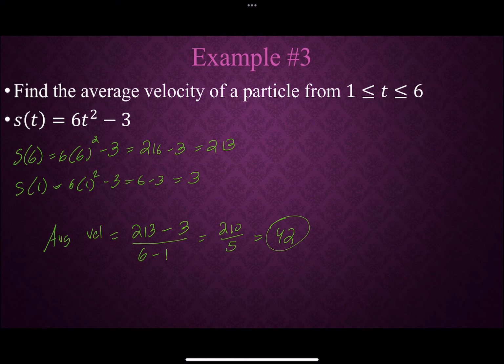You're also welcome to do s of 1 minus s of 6 as long as it's 1 minus 6 on the bottom. So it's like anything else with your slope. As long as the order is staying consistent, it will not affect things. All right, so that's our average velocity.